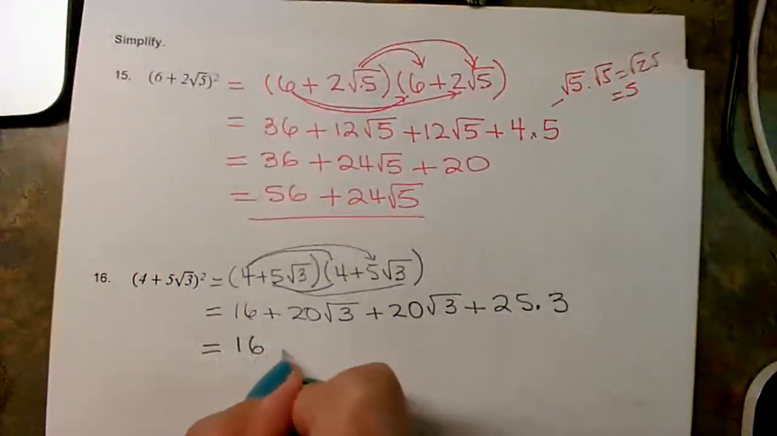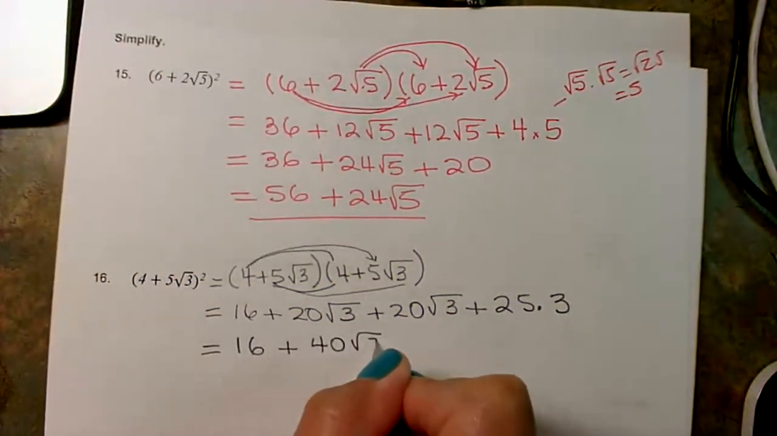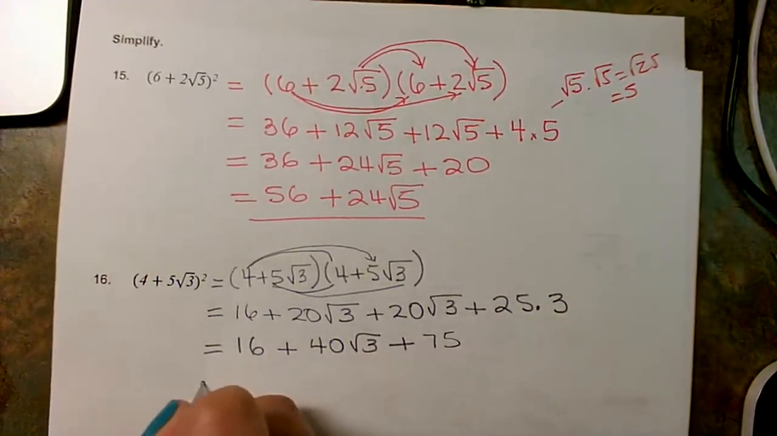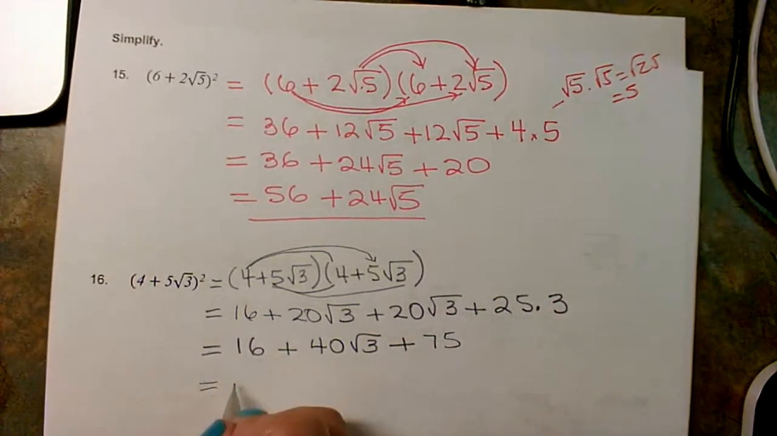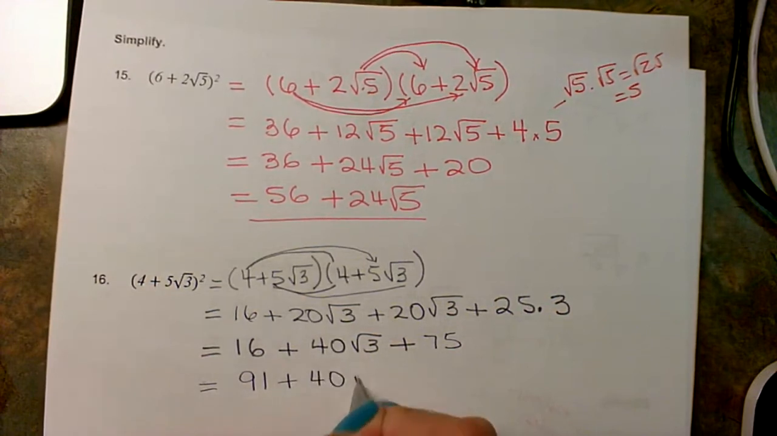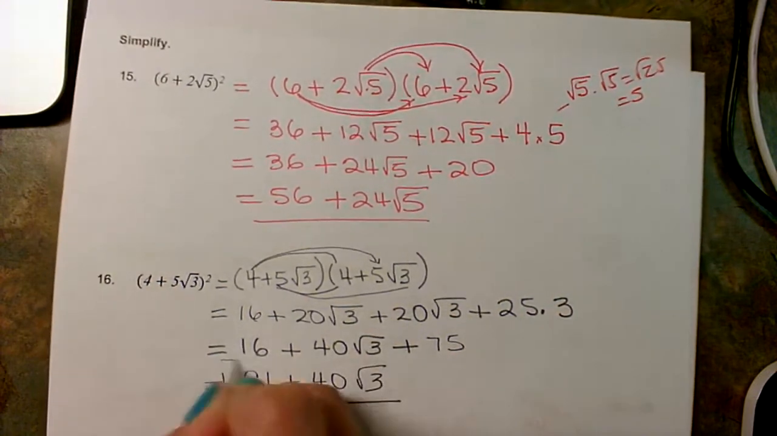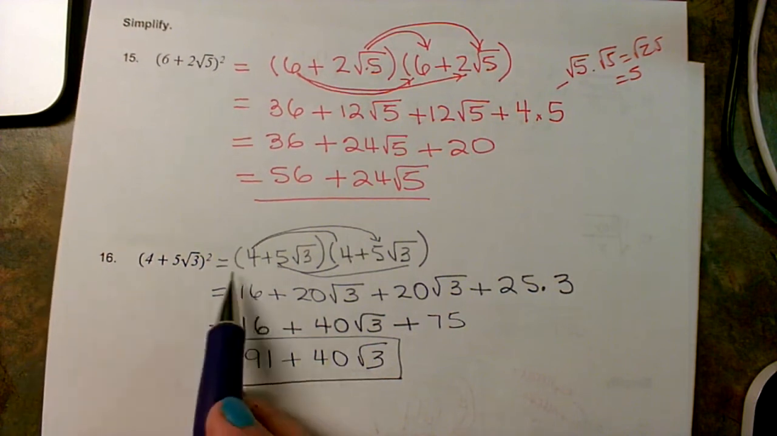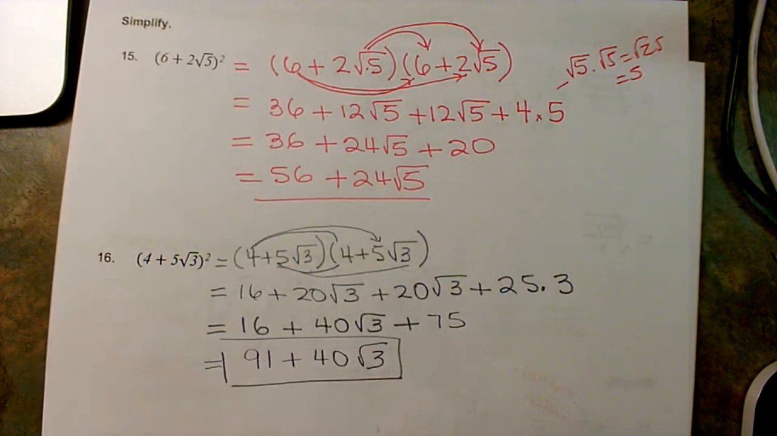So we're going to combine like terms. We have 40 square root of 3. 25 times 3, that's 75. 16 plus 75, that's 91 plus. We are just multiplying there. I just write down 2 of these ones exactly, and I just distribute.